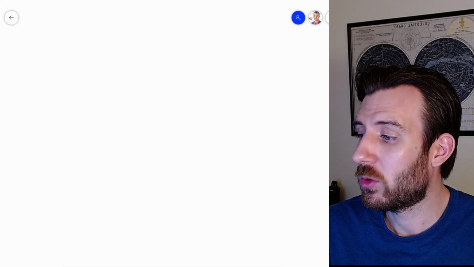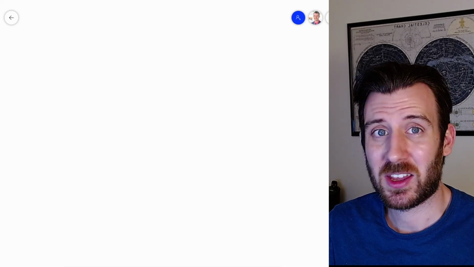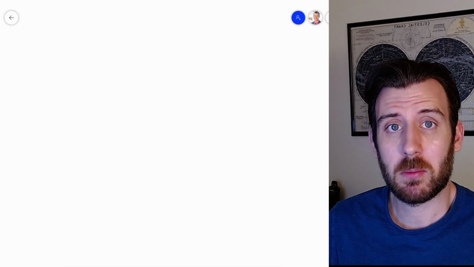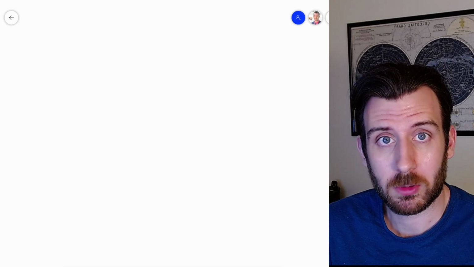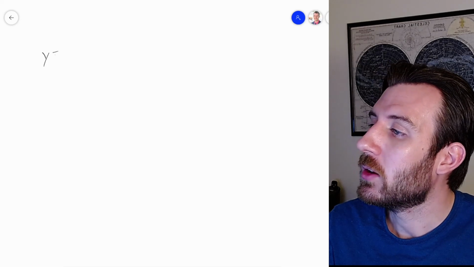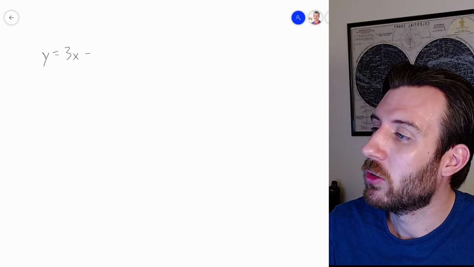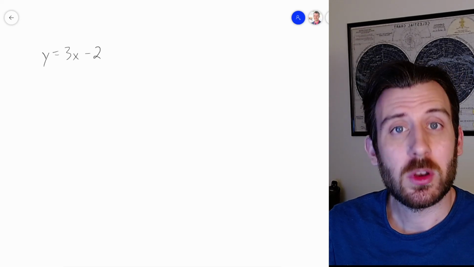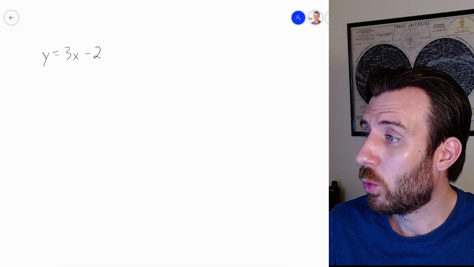The advantage of this notation is that it allows us to have conversations about where things came from before they were transformed. So for example, let's just take a simple equation like y equals 3x minus 2, and let's say that we're going to plug in an x value of 1.